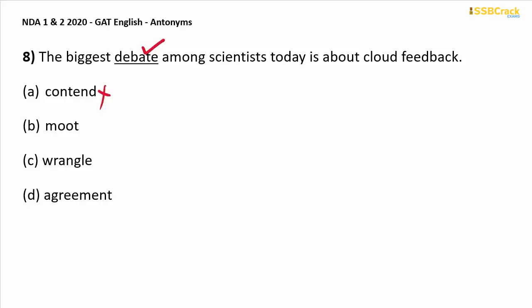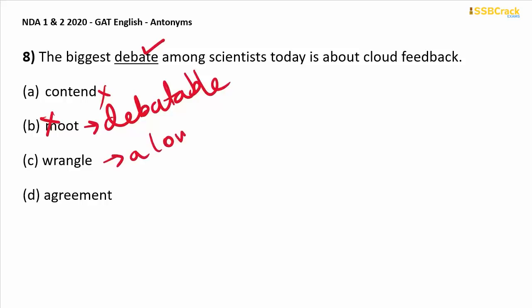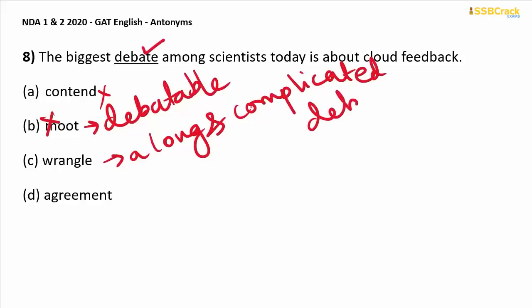Moot means debatable, so we say that this issue is a moot point. A moot point is a debatable point, so moot is debatable. You can cross this out as well. Wrangle means a long and complicated debate or argument. Again, it is a synonym of debate, so you can cross this out.